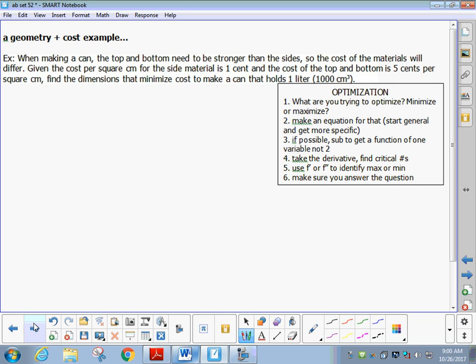Now, I didn't give you the thought process in a formal way on the last one, we just kind of broke it down. But this is the thought process. What are you trying to optimize? It's so often the case that you don't even know what you're trying to do.